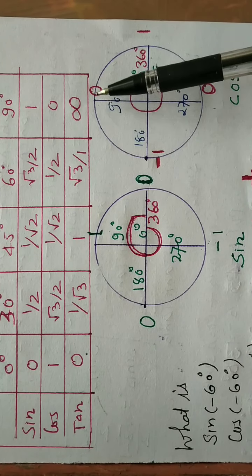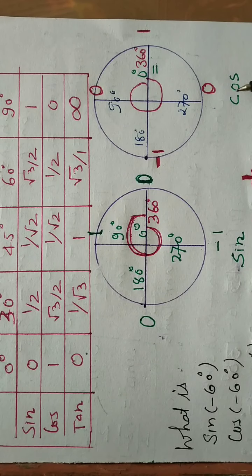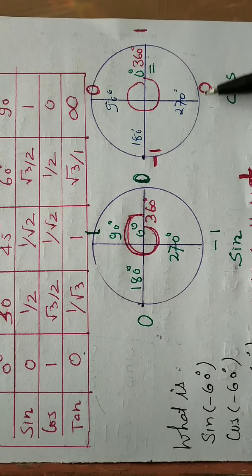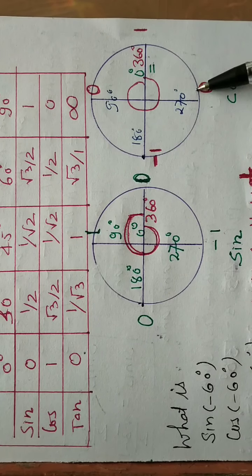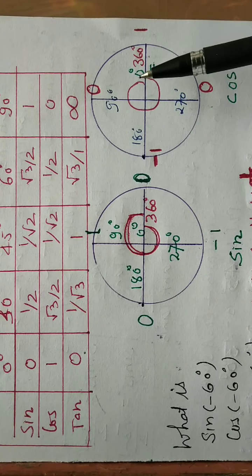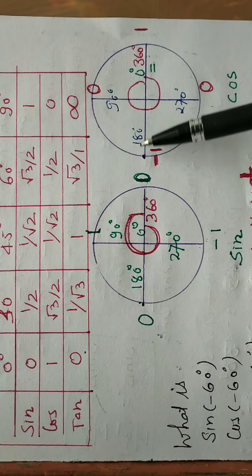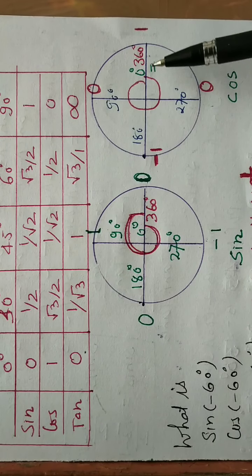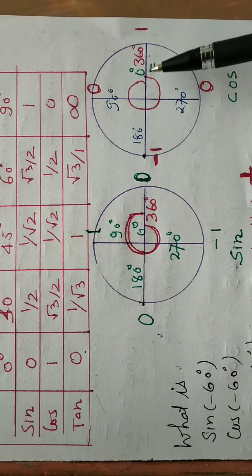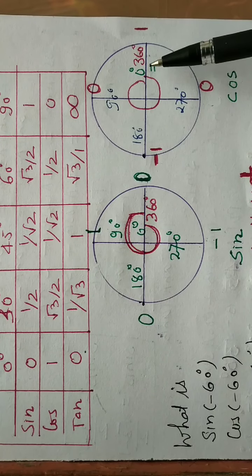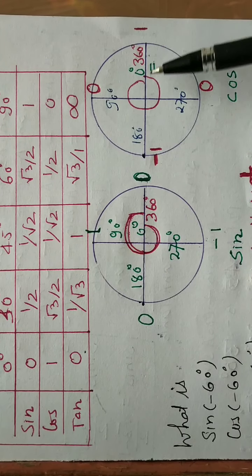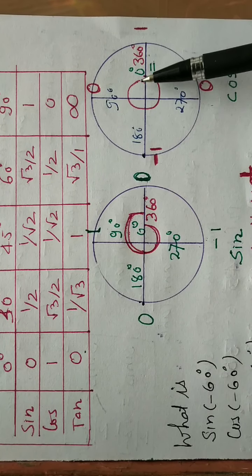In case of 90, cos 90 is 0. In case of cos 270, it will be 0. So the value of cos 90 and cos 270 both are 0. And cos 0 is 1, and cos 180 is minus 1. And at 360, the value will be exactly equal to cos 0 degree. Cos 0 is equal to cos 360. Both are the same after completing one round.